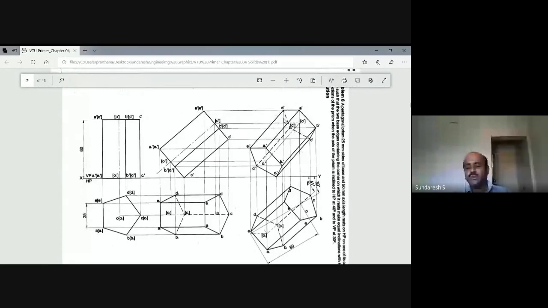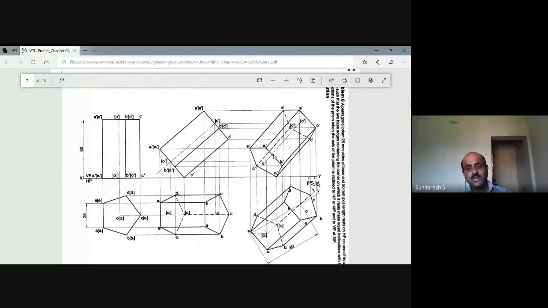So you can see here, D dash E dash, D dash C dash, and D dash D1 dash. These three edges are invisible because point D is the furthest from the observer. So there you can see the dashed lines, the thick dashed lines, that are representing the invisible edges. Since the base is completely visible, join A1, B1, C1, D1, E1 with a complete continuous line.